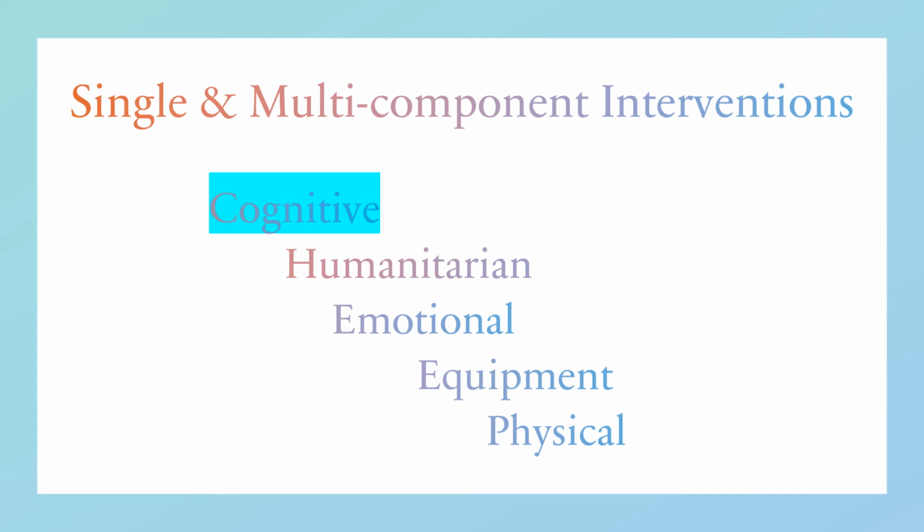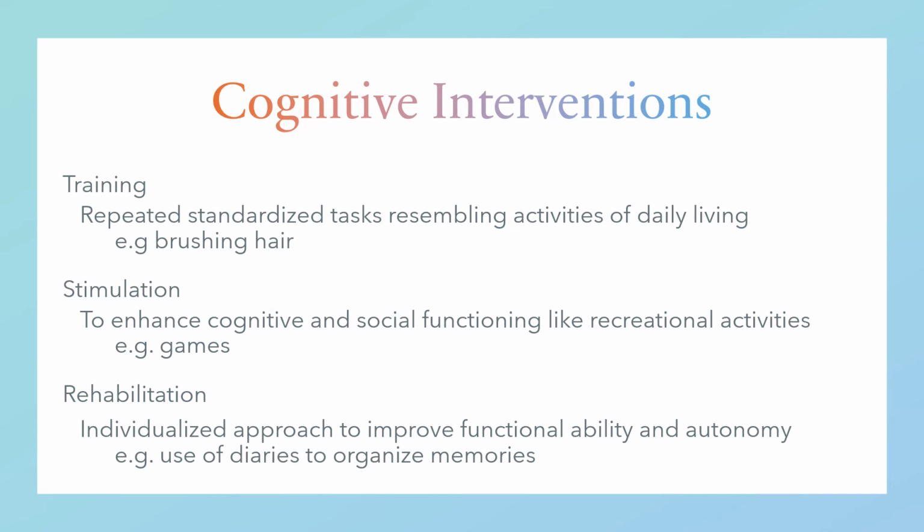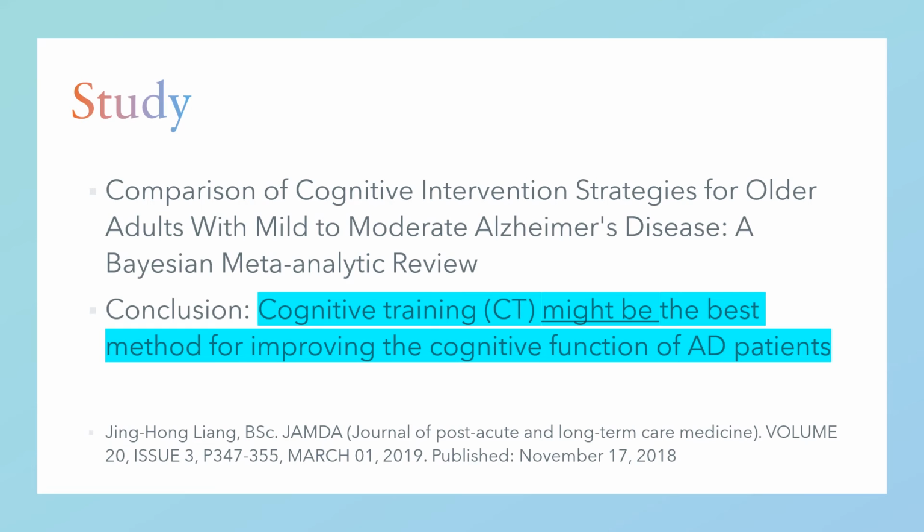We talked a bit about cognitive stimulation. This would include cognitive training, like helping the patient to do something they are used to doing before they were introduced to their new shocking surroundings. Cognitive stimulation, like games or story time, and cognitive rehabilitation, like through the use of diaries. Studies show that cognitive training, like helping patients to do something familiar to them, is the best of these cognitive approaches for mild to moderate Alzheimer's patients.